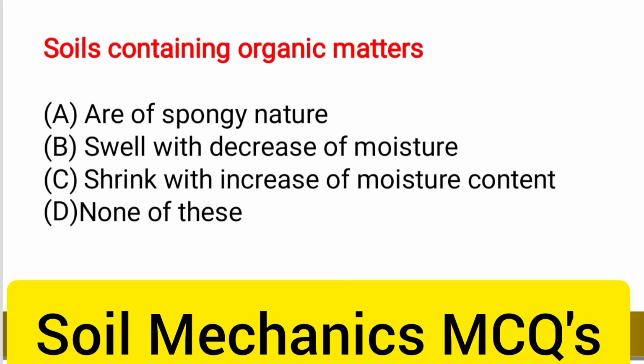Next question, soil containing organic matters option A are of spongy nature, option B swell with decrease of moisture, option C shrink with increase of moisture content, option D none of the above. So the correct answer is the soil containing organic matter are of spongy nature. So option A is the correct answer.